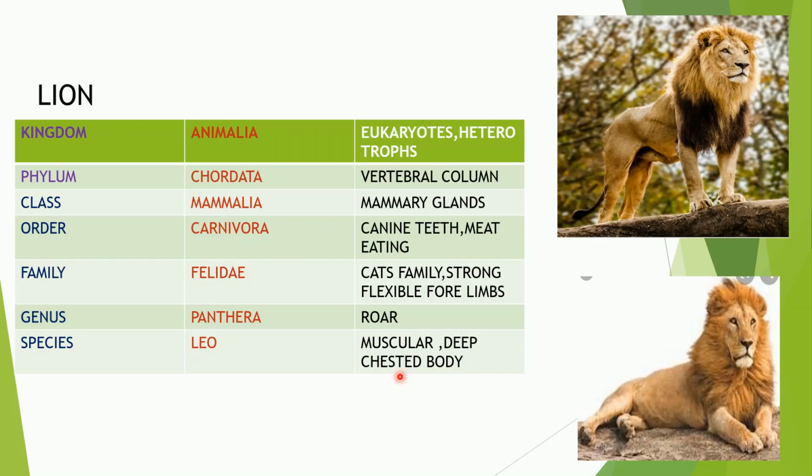So this was one example which we have already discussed, like how a lion has been placed in the hierarchy. Where it comes in kingdom, and where it is placed as a species. As a species, it is only one. But as a kingdom, it is in a group.